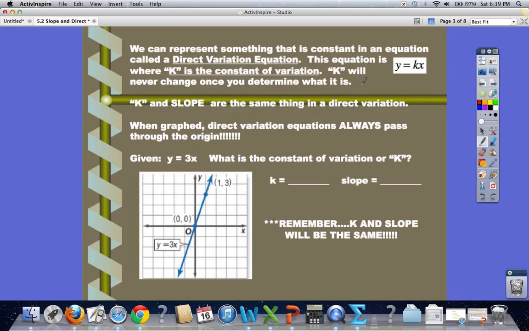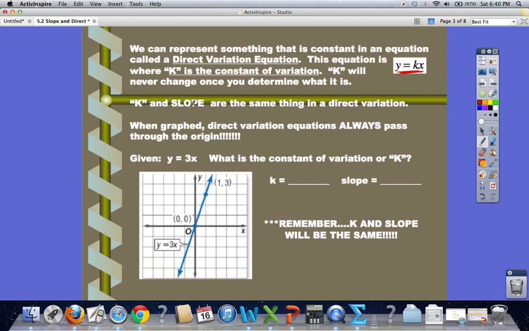So we can represent something that is a constant in an equation, and we call that a direct variation equation. This equation is y equals kx. You need to memorize this one. We have a lot in this chapter where you have to memorize. Okay, where k, this k right here next to the x, is our constant of variation. K will never change once you determine what it is in a particular problem. Okay, once you have that constant in that particular problem, it is going to stay the same.